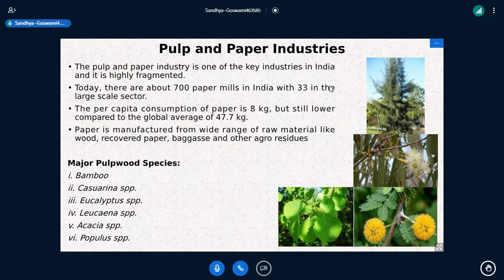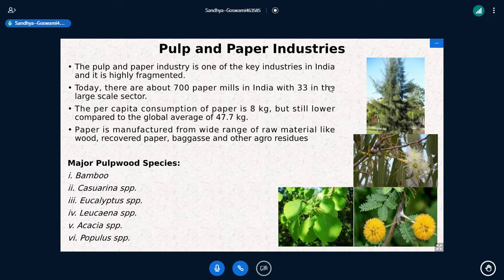Hamein wood ko kya karna padta hai? Pura chemically digest karana padta hai. And as a pulp we will make it. Then from that pulp, paper is prepared, right? So isliye industry ko bolte hai pulp and paper industry. And this is one of the key industries in our country.